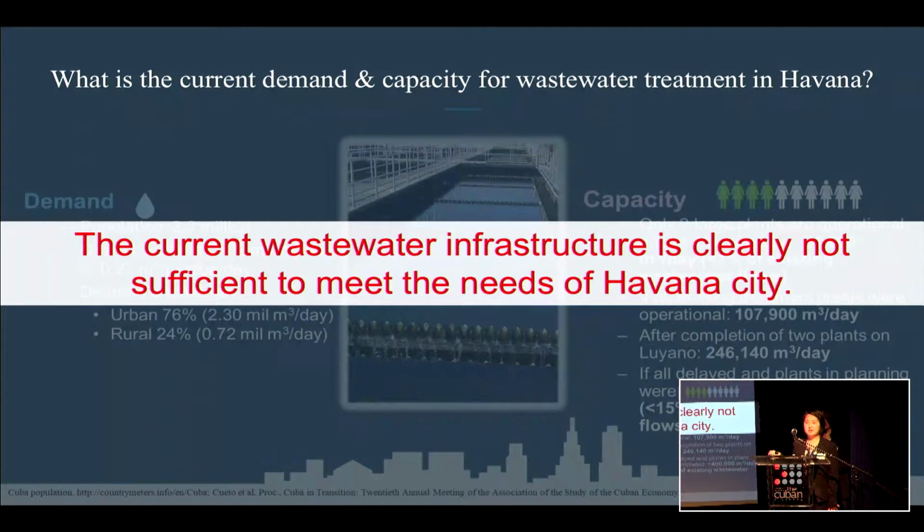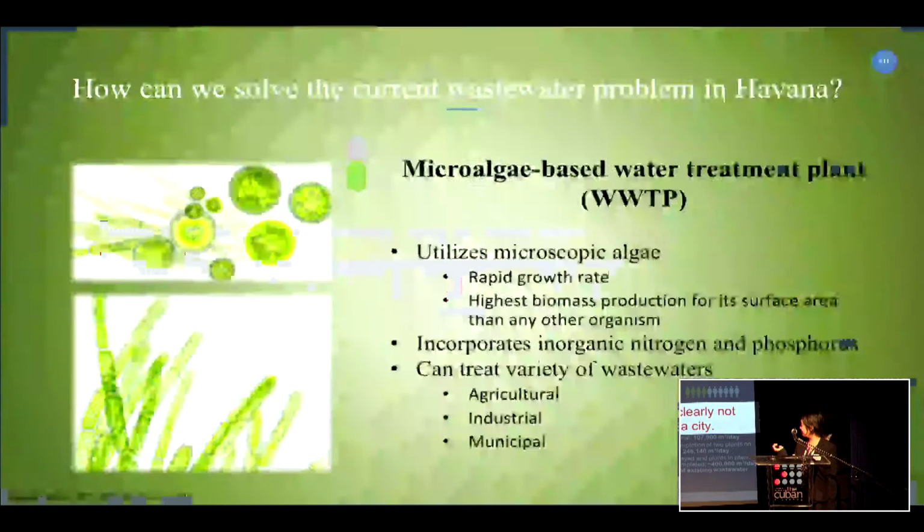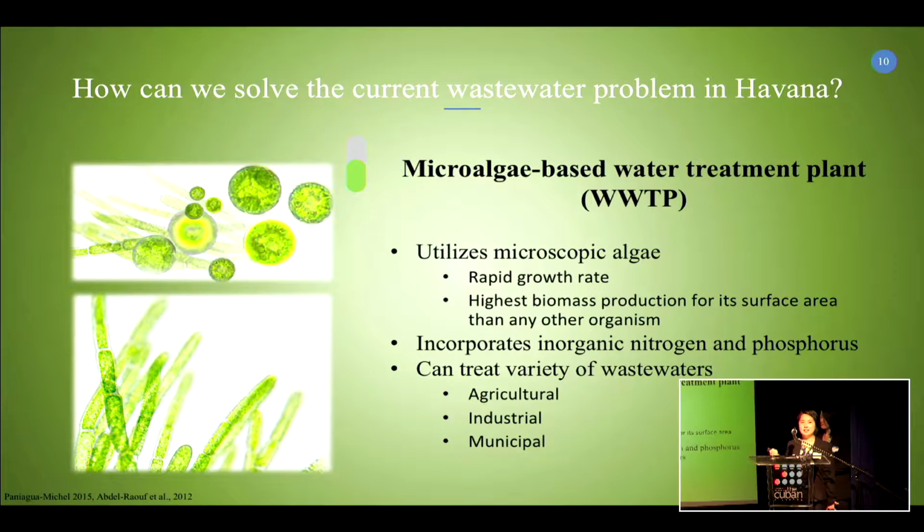So clearly the current wastewater infrastructure is not sufficient to meet the demands of Cuba, especially Havana City. So we plan to solve this wastewater issue using a microalgae-based wastewater plant. This plant utilizes microalgae, which are microscopic photosynthetic algae that characteristically have a rapid growth rate, as well as the highest biomass production per surface area of any other organism.